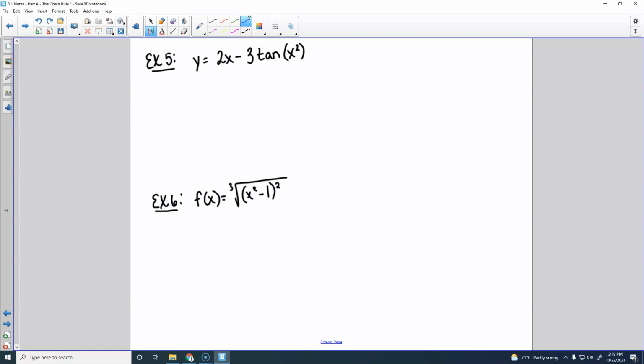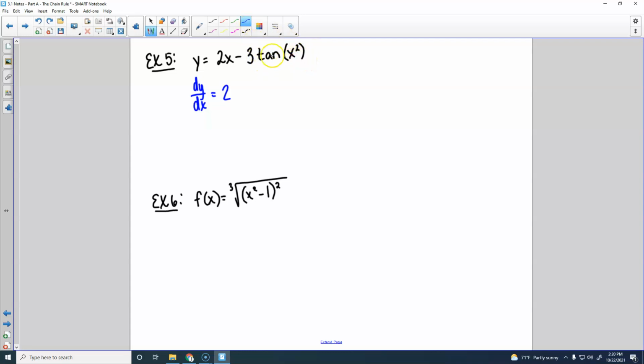Okay. All right, so example 5. When we take this derivative, what do I do to take the derivative of 2x? It's just 2, right? Everything that's separated by plus or minus signs I'll just do separately. So I don't have to use a chain rule or anything right there. When it's separated by the plus or minus, you take it separately.